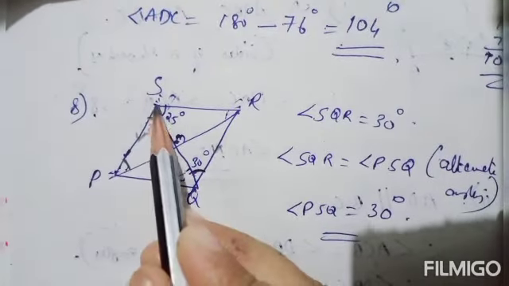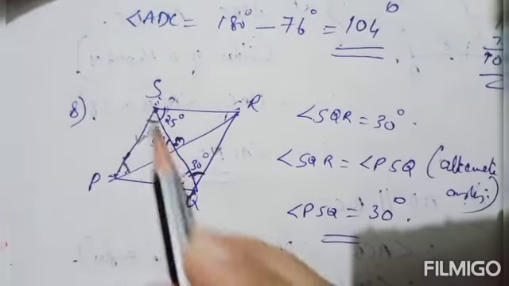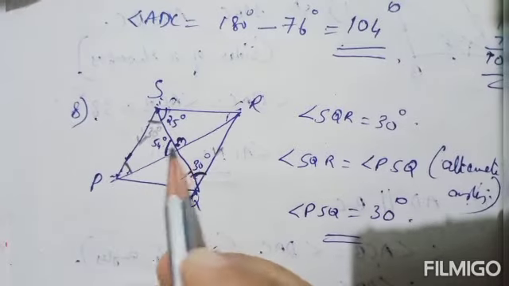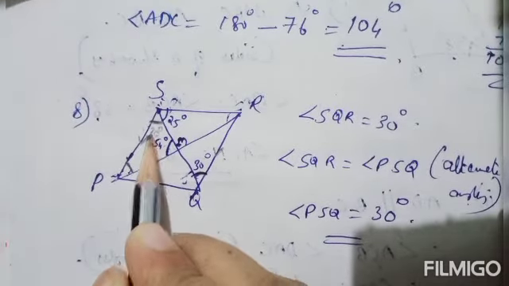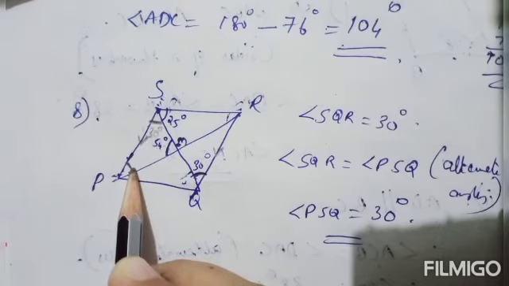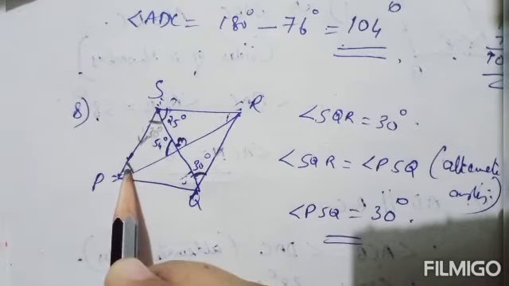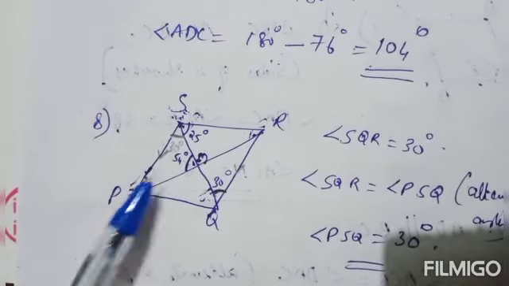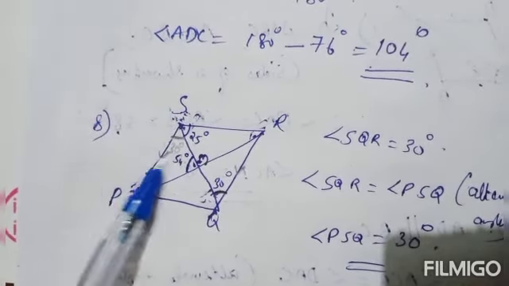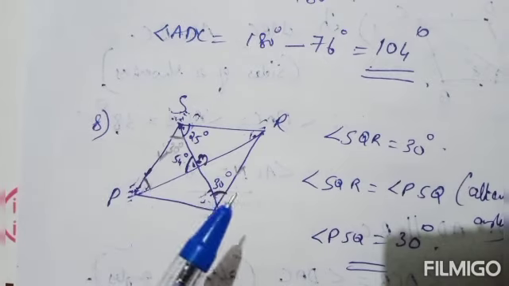Now consider this triangle PMS. In this triangle, one angle is 54 degrees, the second angle is 30 degrees. You can find the third angle, that is angle RPS. So how can you find the third angle if two angles of a triangle are given? You can use the angle sum property.